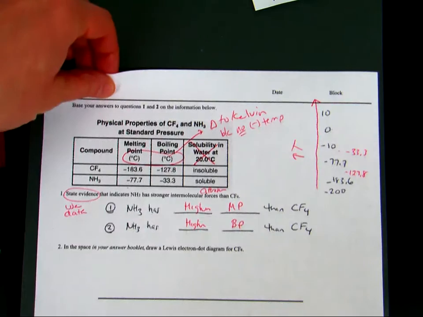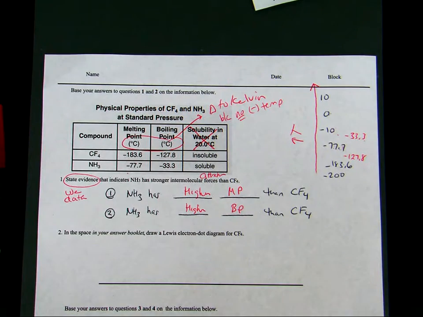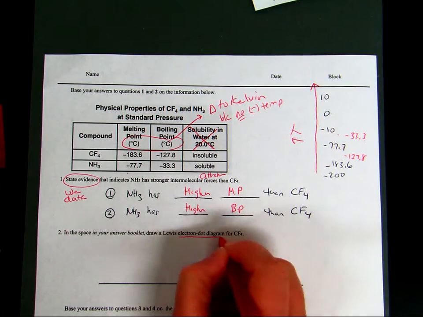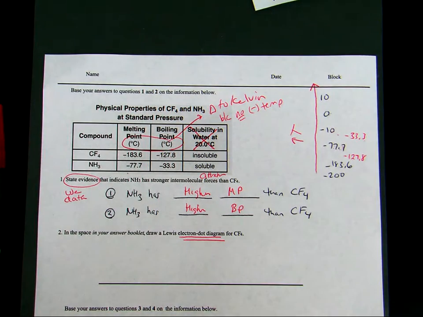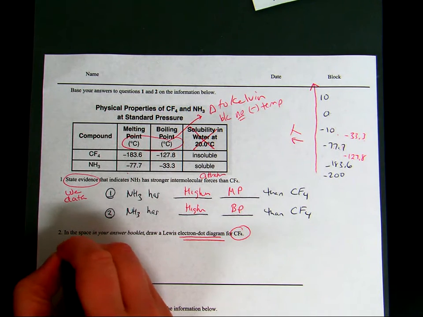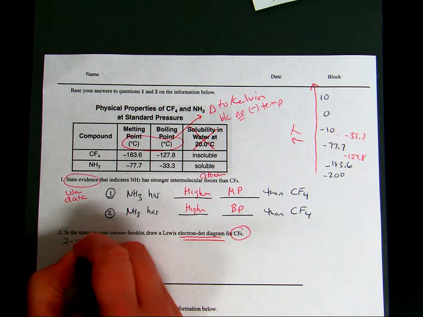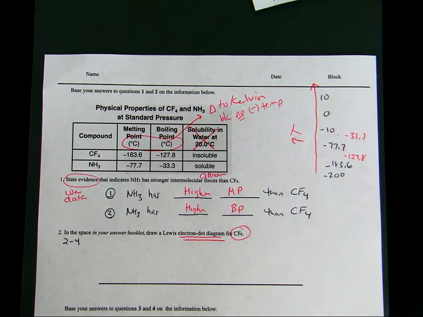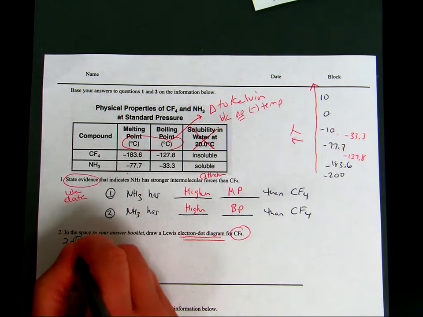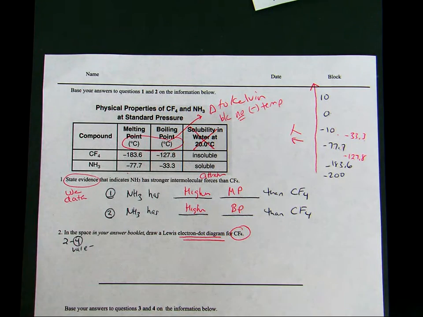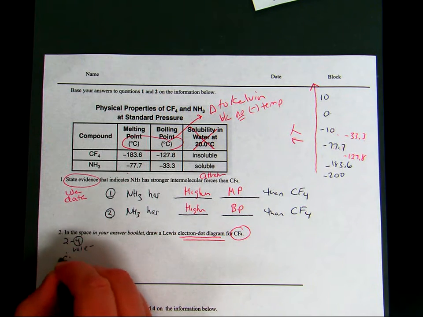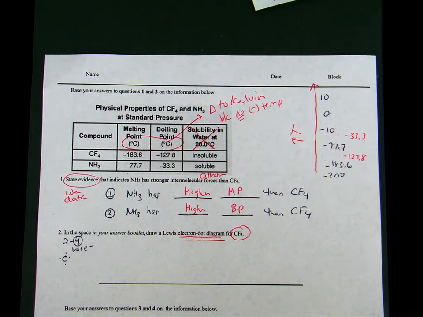Okay, so in question number 2, it's asking you to draw an electron dot diagram for this structure. So dot diagrams, remember, so if you look at carbon on the PT, carbon has an electron configuration of 2-4, and we only put the valence electrons in a dot diagram. So carbon's personal dot diagram would look like this.